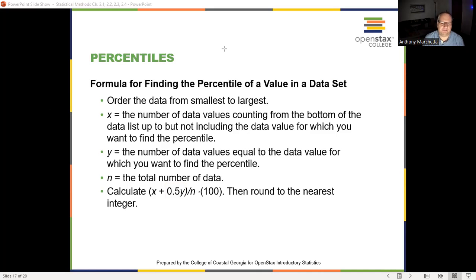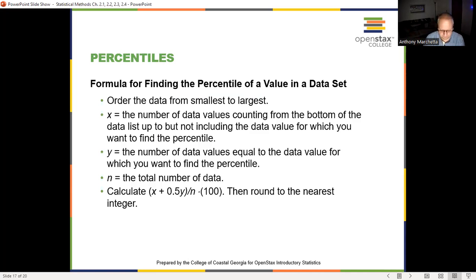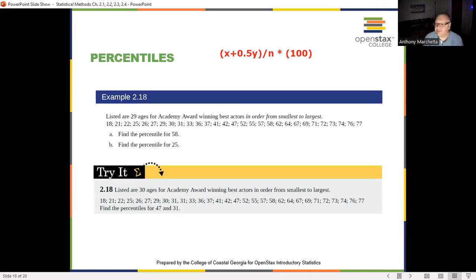Let's do an example of it. And that formula is X plus 0.5 Y over N. I'm going to put it right here. Again, here's the same data, 29 actors that won Academy Awards for Best Actor. Find the percentile for the number 58. Find the number for the percentile 25. Now notice in both of these cases, and this is kind of important, we do have the figure: there's a 58, and we also have 25, there's 25 right there, see that?